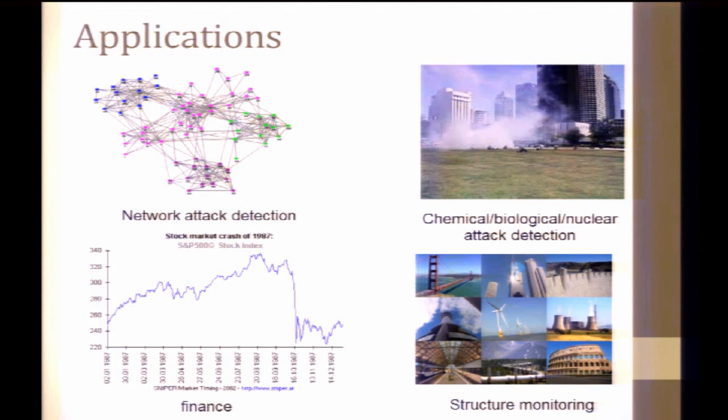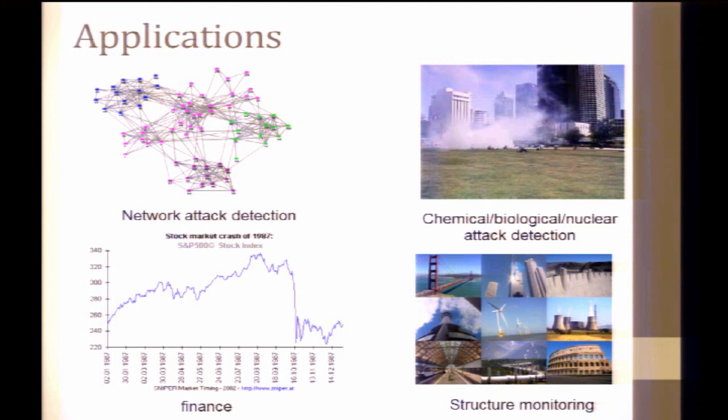The other application is chemical attack detection. You put a lot of sensors around the city, then you take observations. Then if someday some guy comes and releases gas, then the PDF of the sensor observations will change. And by detecting this, you will be able to detect this kind of attack very quickly.